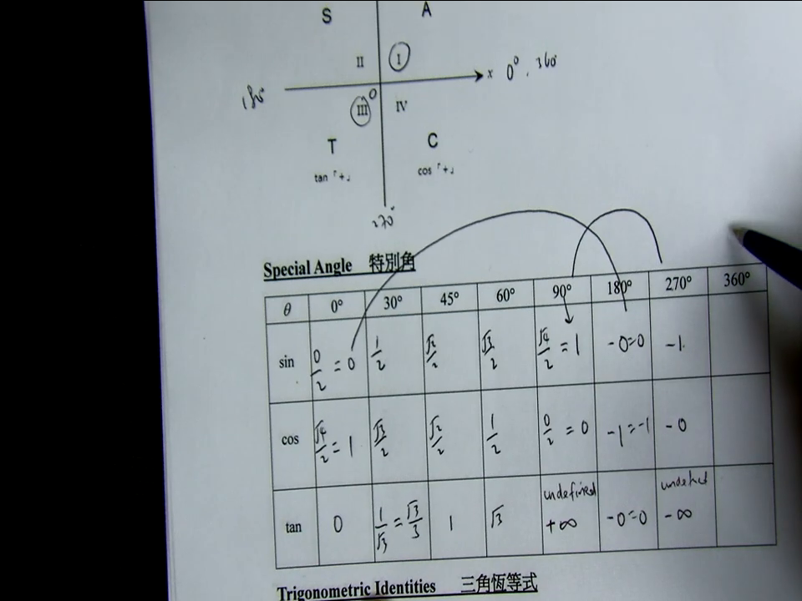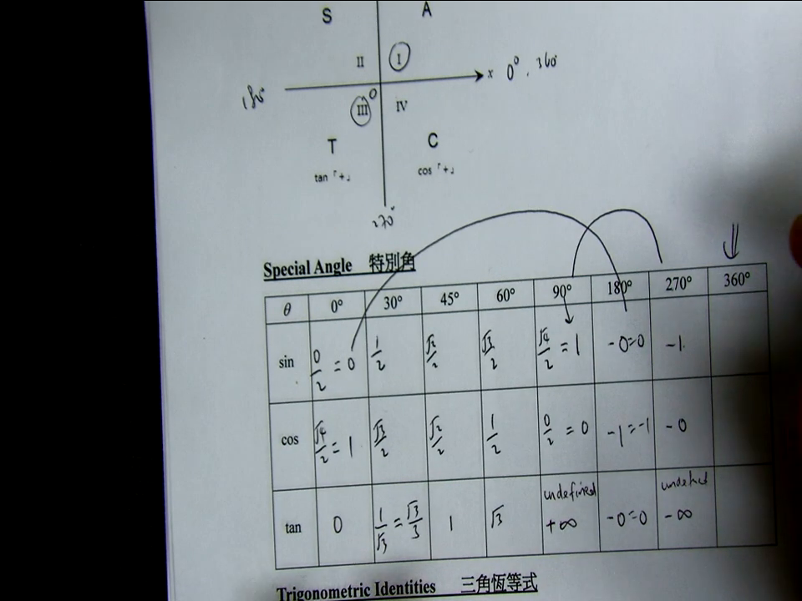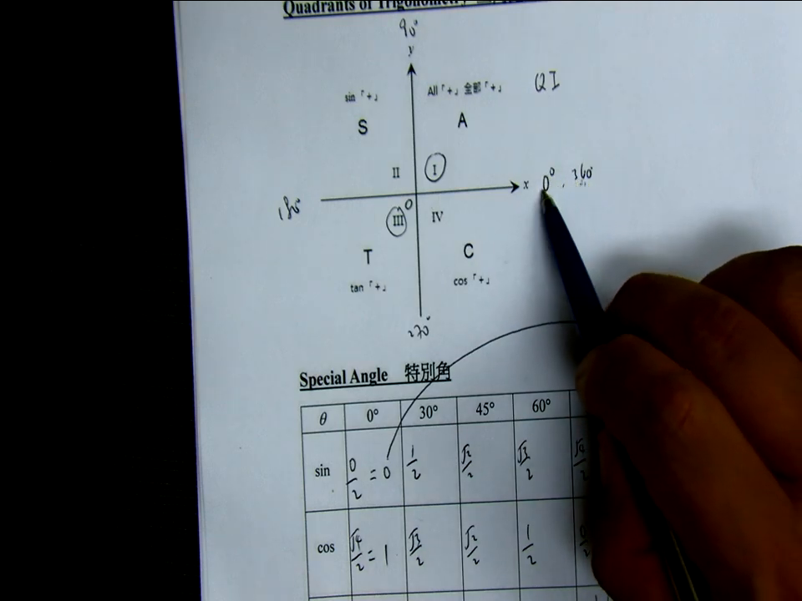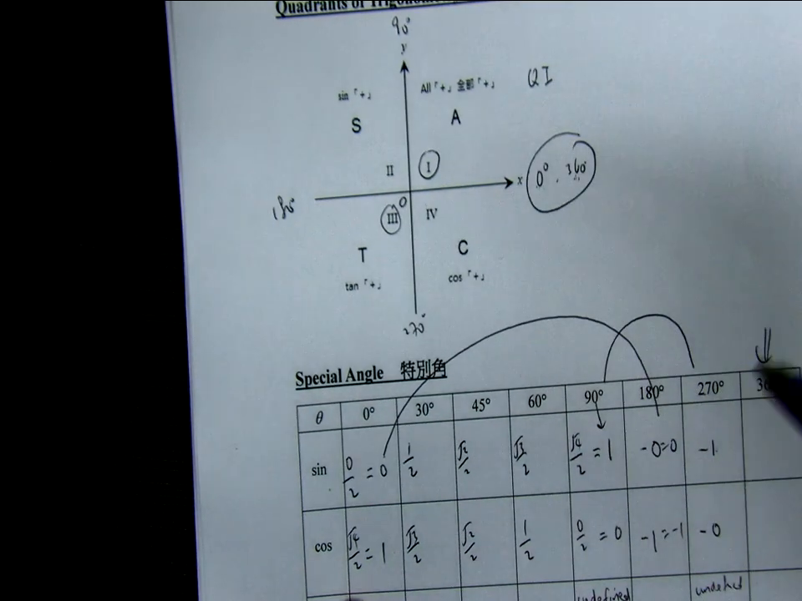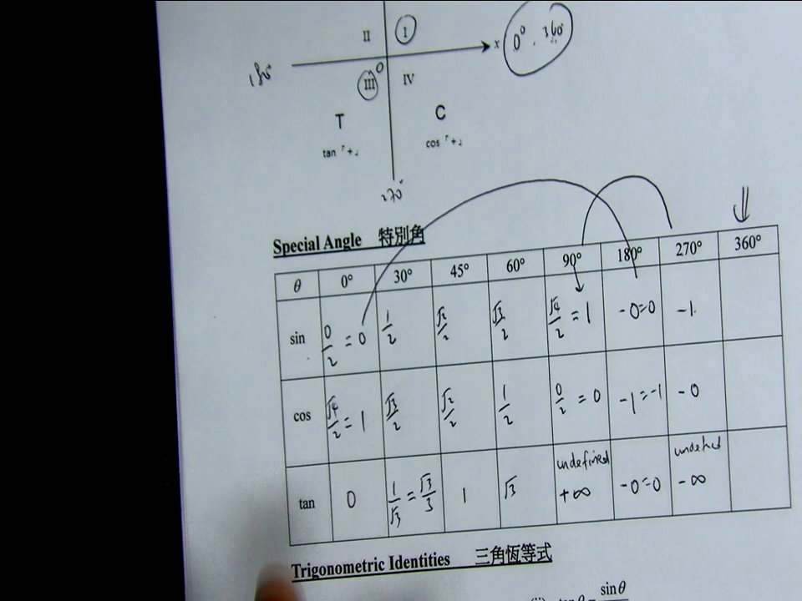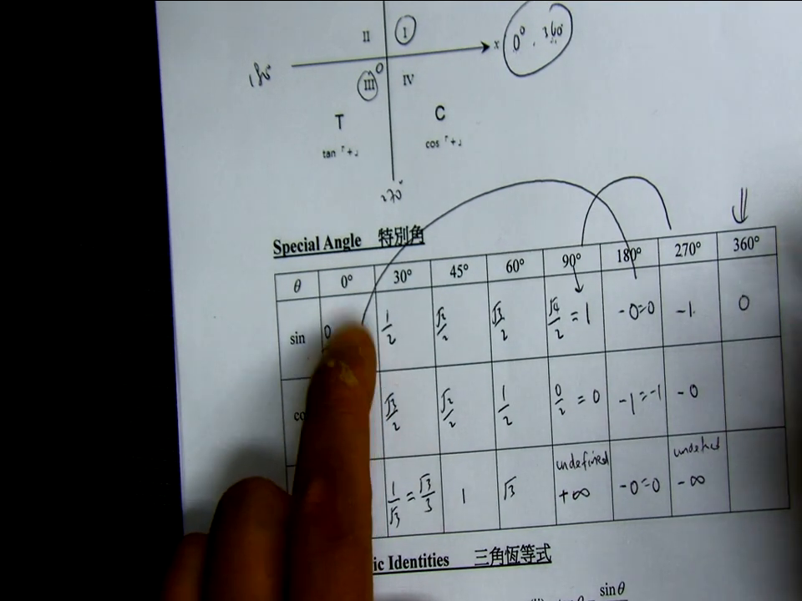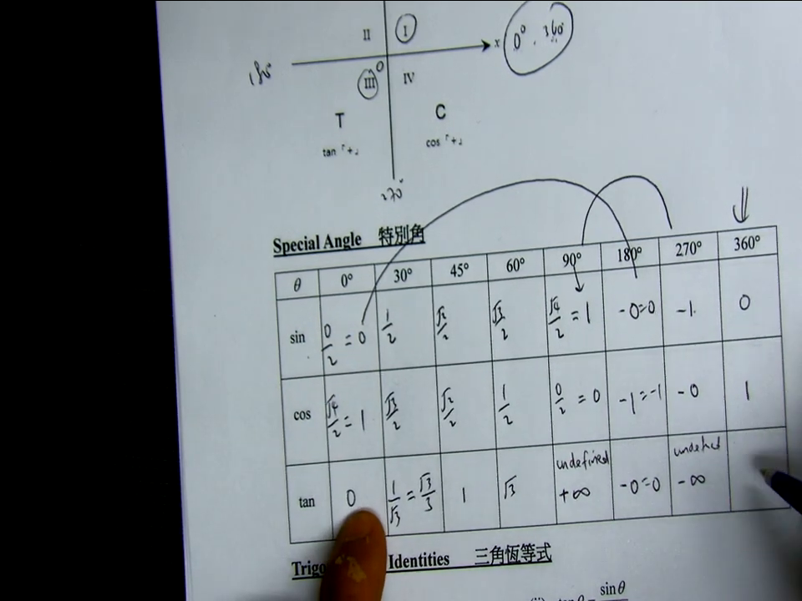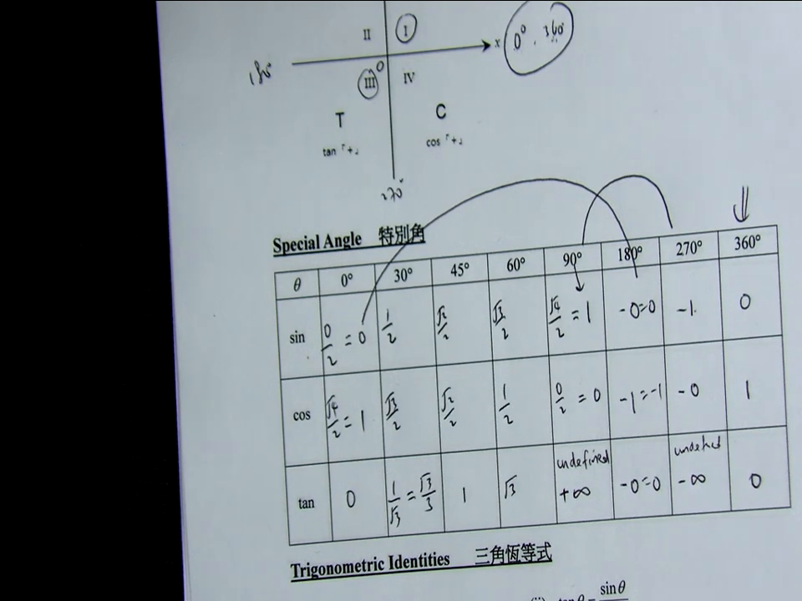How about the case of 360? You will realize that the angle here lies at the same position as 0 degree. They are in the same position, so their values are the same: 0, 0; 1, 1; 0, 0. I suggest you take some time, maybe 5 or 7 minutes, to remember all these special angles. So during Form 4 study, you can do the calculation much better and faster than other students.